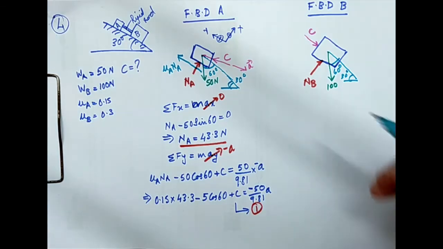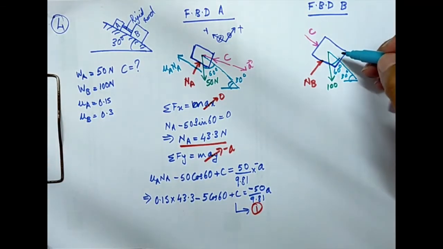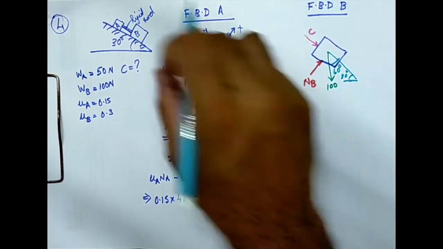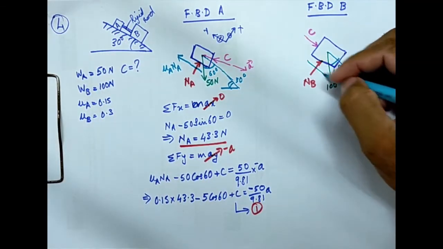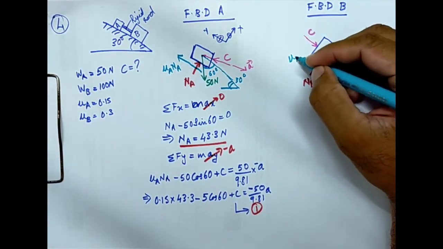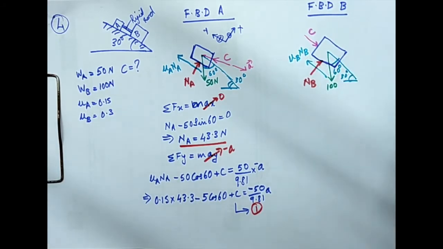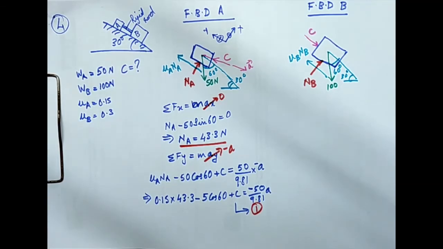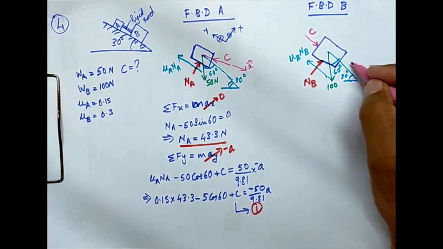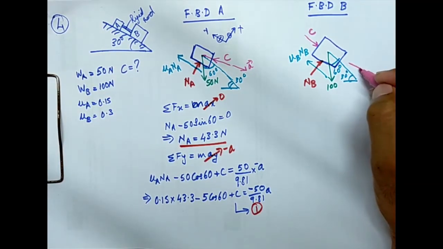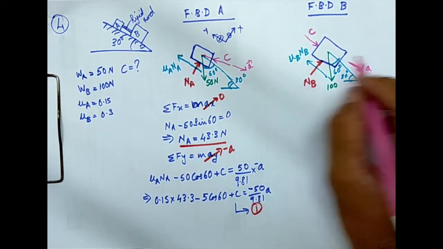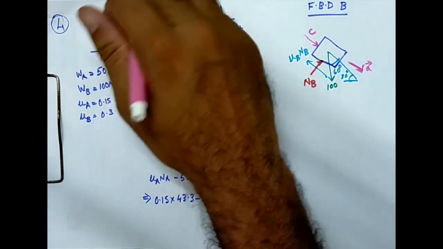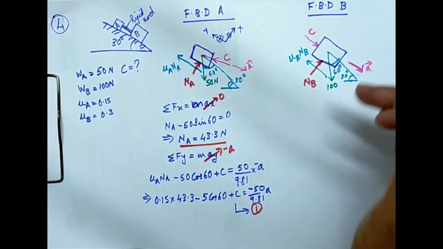Then I need to see the frictional force. This block is sliding down, so frictional force is upward, that is mu b nb. And then I need to think about the acceleration. This object is moving down, so acceleration is in this direction. I have considered a here, so here also a, because everything is moving together, so acceleration will be the same for all the objects.